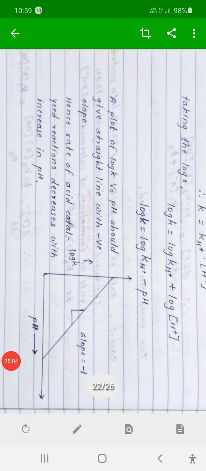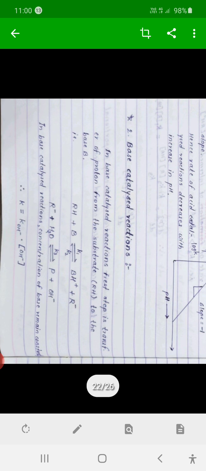That indicates that the rate of acid catalyzed reaction decreases with increase in pH, because the reaction is acid catalyzed. As pH increases, concentration of acid decreases, and therefore as concentration of acid decreases, rate of reaction also decreases.